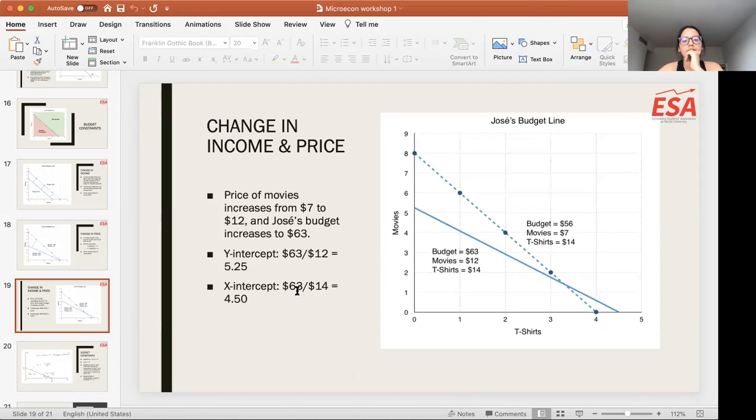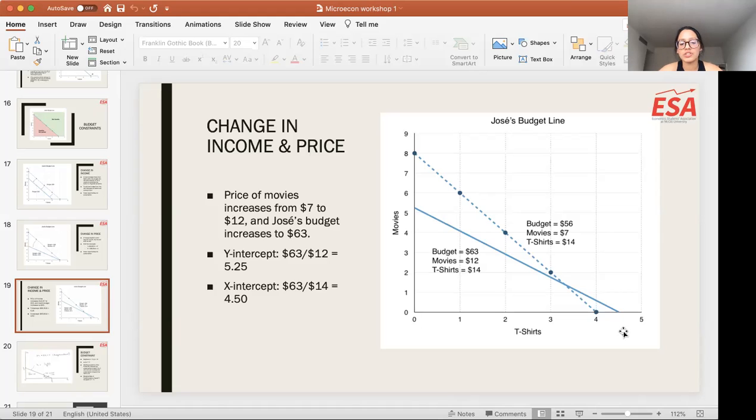So to do this, again, the y-intercept is $63, which is the new amount of money that he can spend, divided by 12, which is how much it costs for movies. So this is the y-intercept, and the new intercept is 5.25, so you just plot that on the graph. The x-intercept is just 63 divided by 14, because the price of the t-shirts didn't change from the original price, so it's 4.5. So you just plot that on the graph.